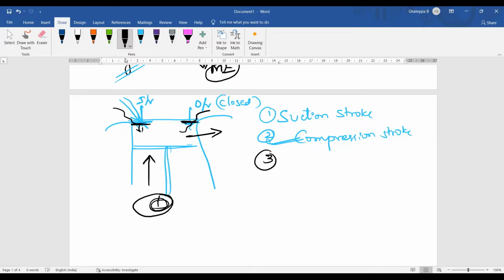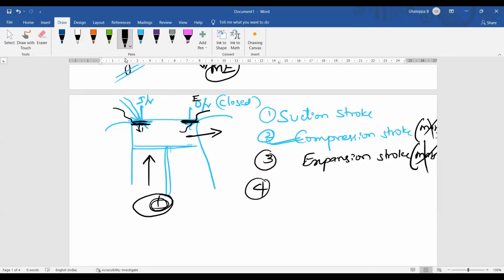Okay. Third stroke, expansion. During the expansion stroke, again, there is no movement of the inlet valve and exhaust valve, that is the outlet valve. Both will be the same. So there will not be opening and closing of the inlet valve and outlet valve. So in the expansion stroke, there is no mass exchange. In the compression stroke, there is no mass exchange.